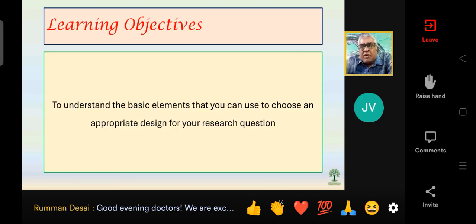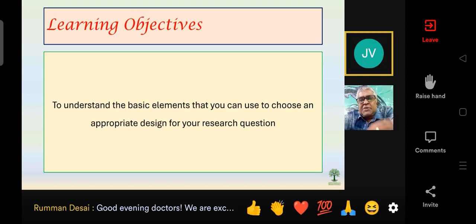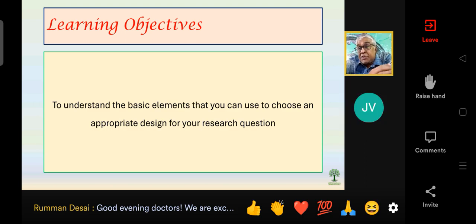What are the learning objectives for this particular session? The basic objective is to understand the basic elements that you can use to choose an appropriate design for your research question.